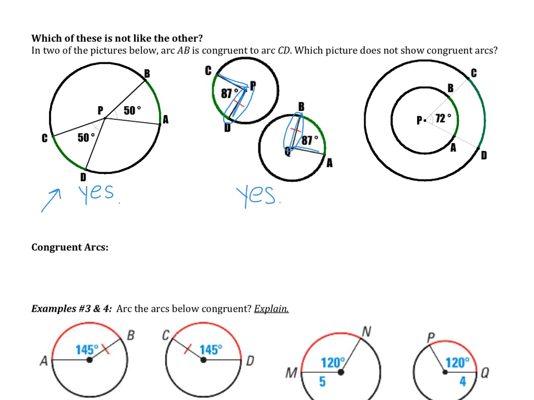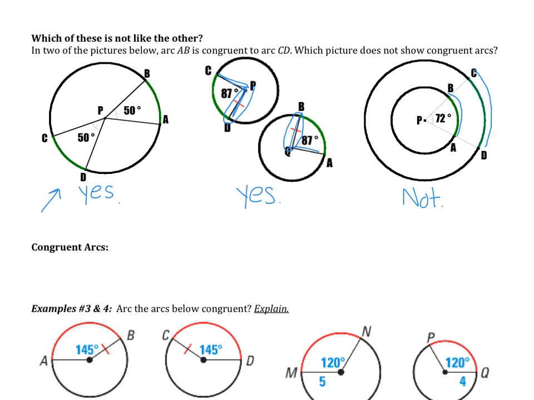In this last picture, this is arc AB and this is arc CD. So think of it as if you had a large pizza and then threw a small pizza on top of it. You could cut the same angle, but the arcs are not going to be the same measure, so these are not congruent.